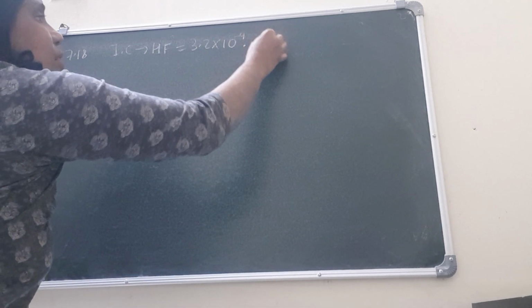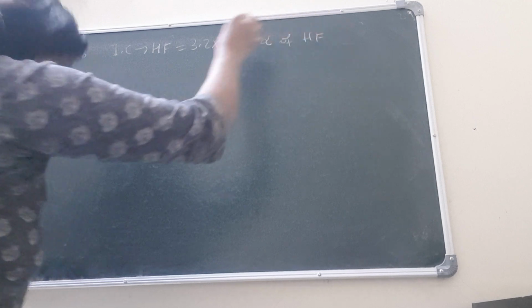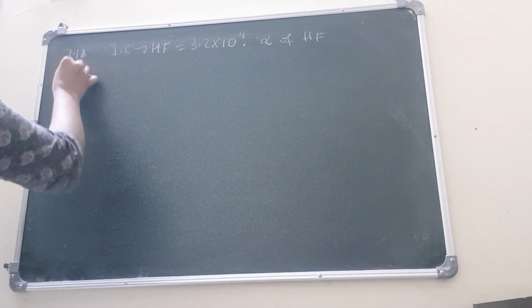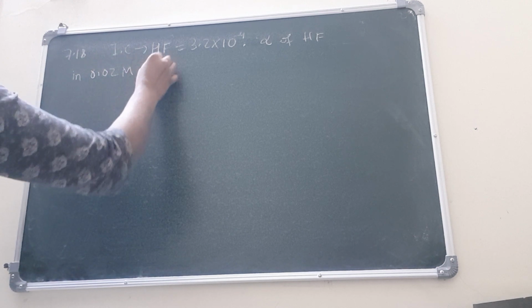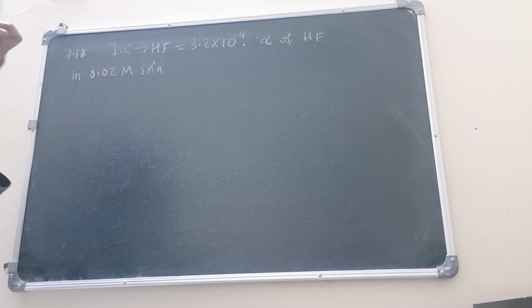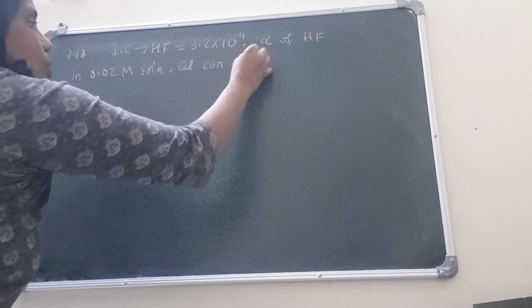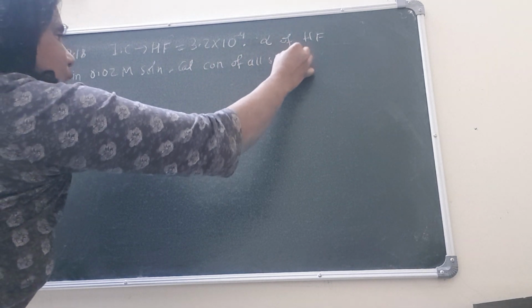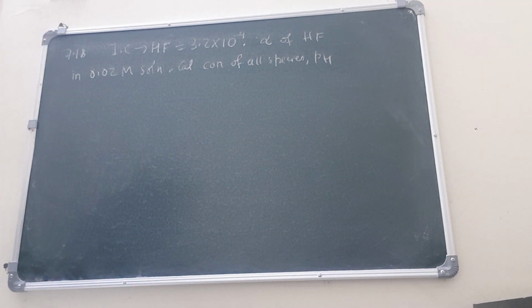Calculate the degree of dissociation. You have to find the degree of dissociation, that means you have to find alpha of HF in 0.02 molar solution. That means this is the initial concentration, 0.02 molar solution. Calculate the concentration of all species and its pH. So you also have to calculate the concentration of all species and also the pH. So if you know the concentration, you can find the pH.